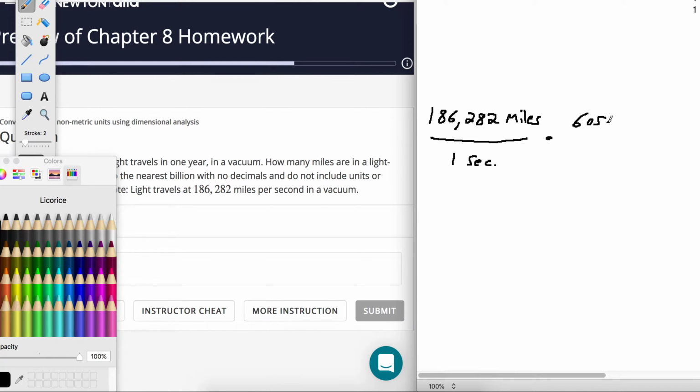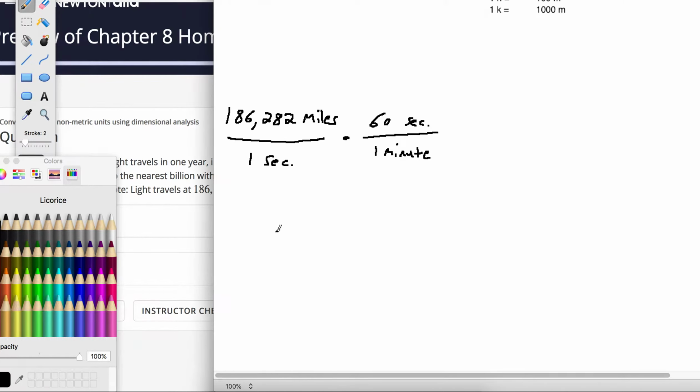There's 60 seconds for 1 minute. Remember with the conversion factor here, whatever that number is, it's got to be something divided by itself. 60 seconds is 1 minute, so you're multiplying by 1. Okay, and then we've got what comes next? That will convert us to minutes. We need to go from minutes to hours. There's 60 minutes in 1 hour. And then we need to go from hours to days. There's 24 hours in 1 day.